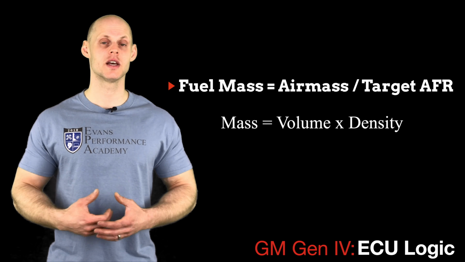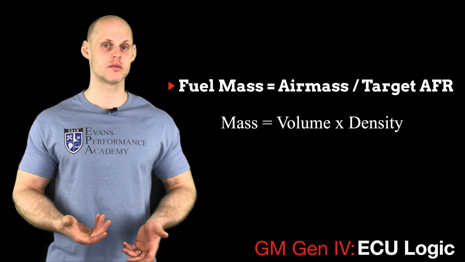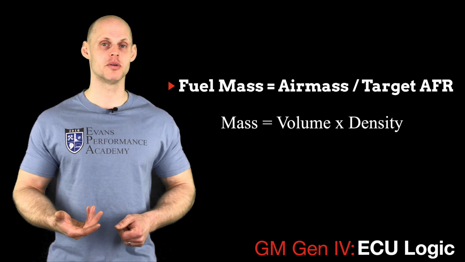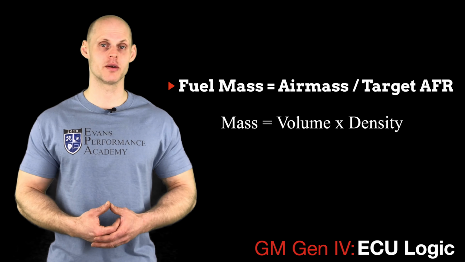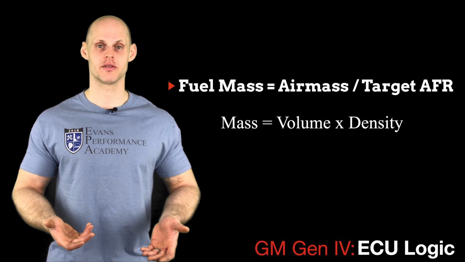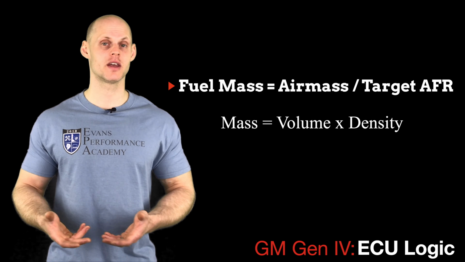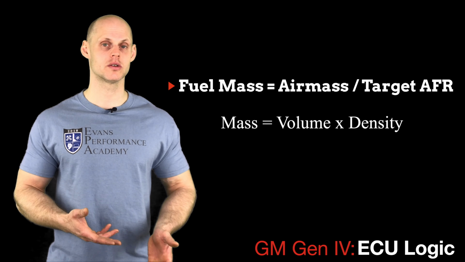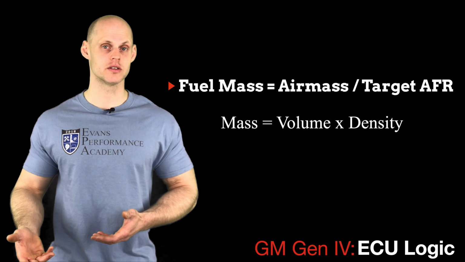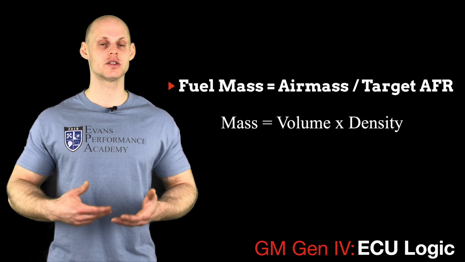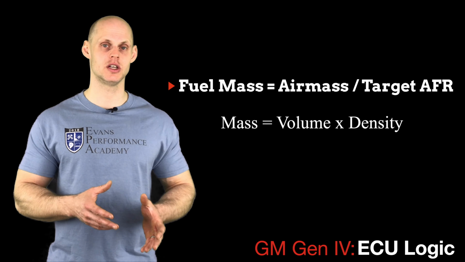Now the fuel mass is going to be the volume of the injectors that we're using, so how much they flow, multiplied by the density of the fuel that we're using. So if we're on 93 octane petrol fuel, or on something like E85, we're going to find they have two different density amounts. Also, as the fuel temperature changes, the density changes as well. So that is all mathematically modeled in the GM ECU.